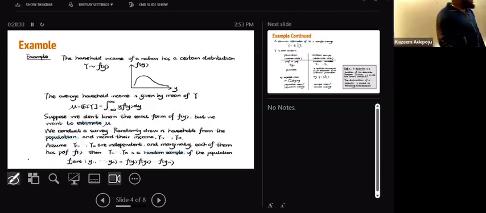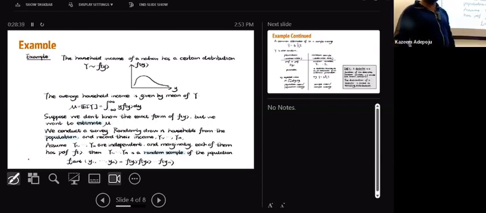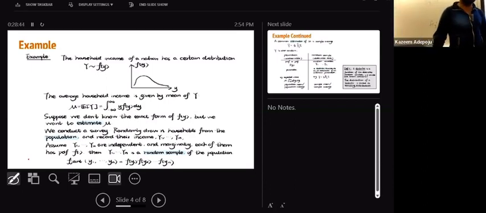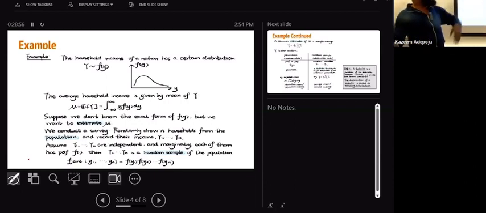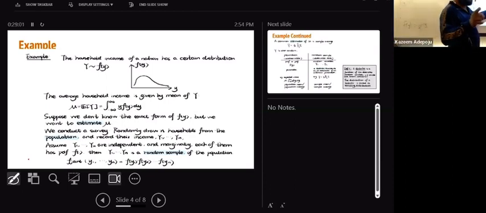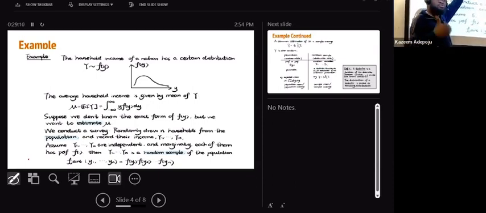But let me tell you this. Suppose we don't know the exact form of f of y. In a very realistic situation, we may not know the probability distribution of the characteristic of interest, and we still want to have an estimate of the average income. In that situation, we cannot obtain this exactly. Don't forget, this is a parameter, mu, as I told you the other time. So what are we going to do?